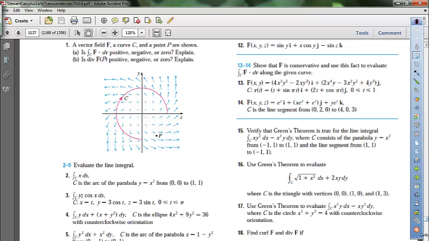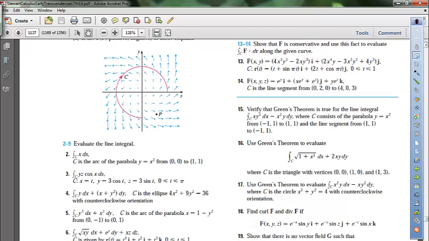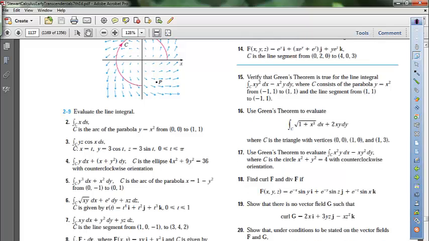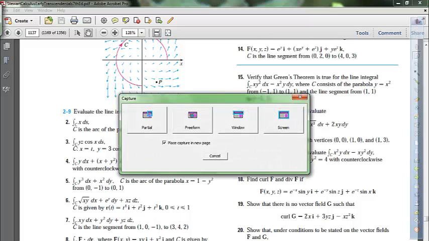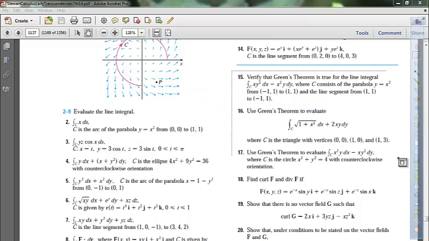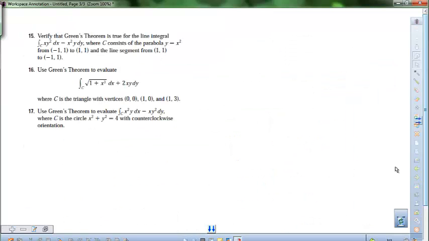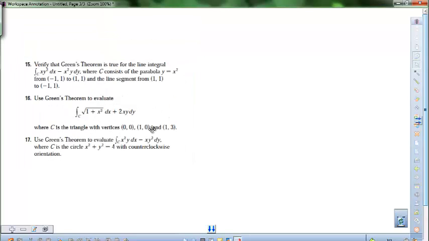Alright, the next set of problems I want to do is Green's theorem problems, and although in these problems they actually explicitly tell you to use Green's theorem, I think it's still worth looking at why you would be using Green's theorem. So what are the key features of these problems?